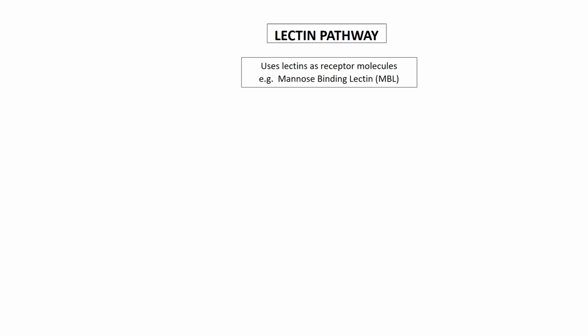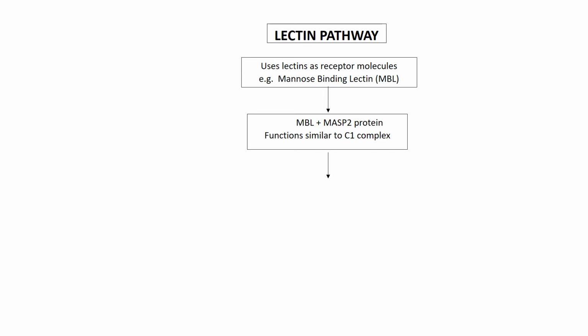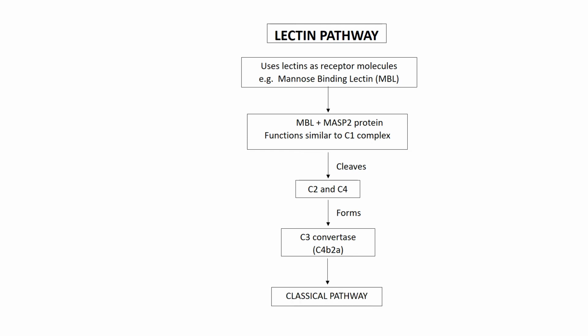The lectin pathway uses lectins as receptor molecules, for example, mannose-binding lectin. The MBL forms a complex with the MASP2 protein and it functions similar to the C1 complex. It cleaves C2 and C4 and forms the C3 convertase C4b2a, and then it follows a similar pathway as the classical pathway.